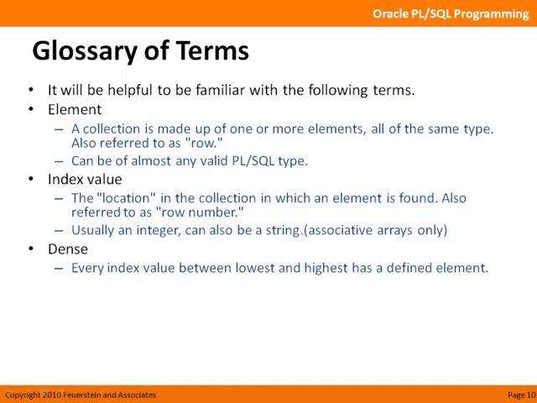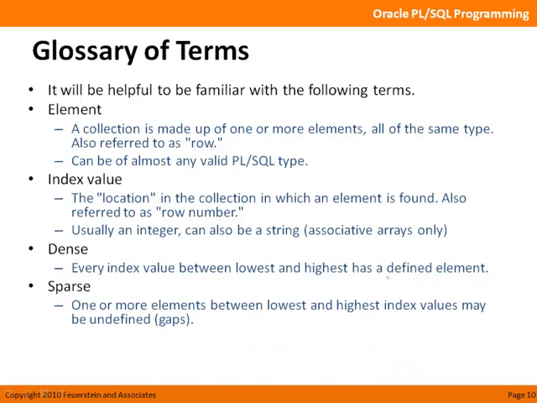Dense. When we talk about a dense collection, what I mean is that every index value from the lowest to the highest has a defined element. So if the lowest index value defined in my collection is 1 and the highest index value is 5, then a dense collection has an element defined in it at index values 1, 2, 3, 4, and 5. Now collections don't have to be dense, but often they are.